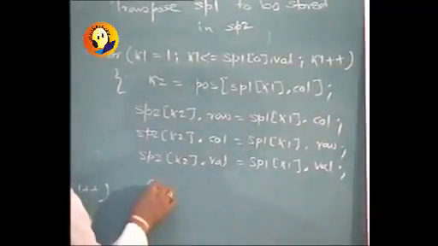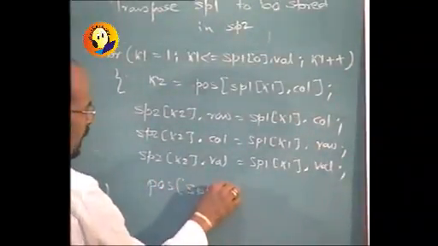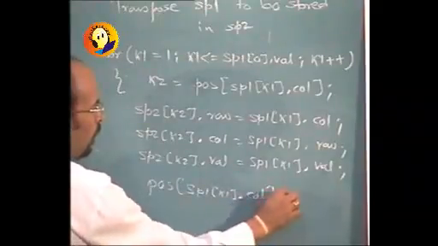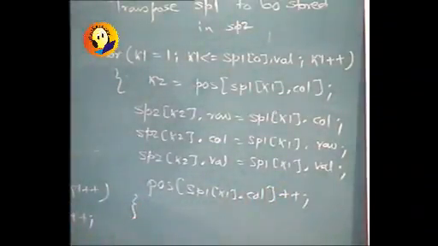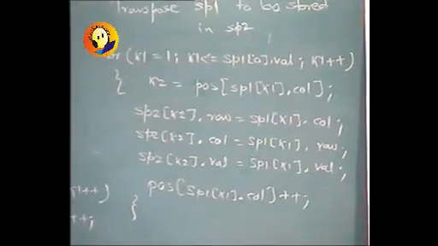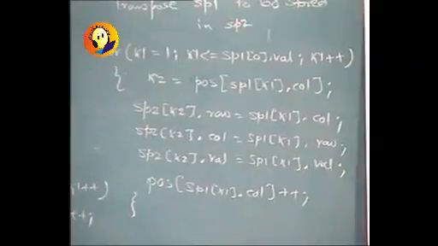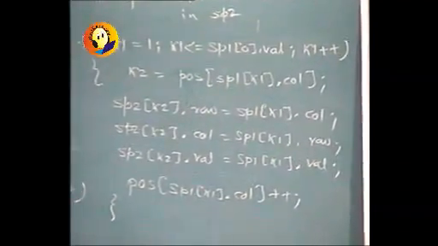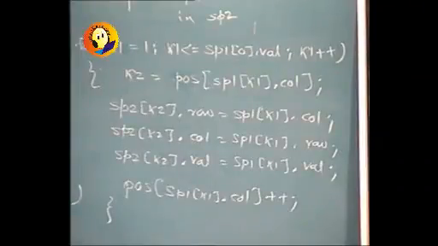So you will have to say POS sp1 square bracket k1 dot col plus plus will do that job of transferring the values, and at the end the same 3 statements. For 0, those will remain 3, we cannot do anything about them. Setting the overall size. That will complete the fast transpose.